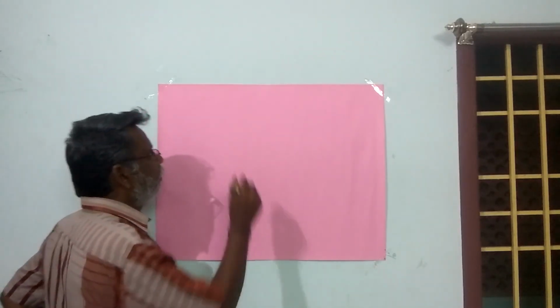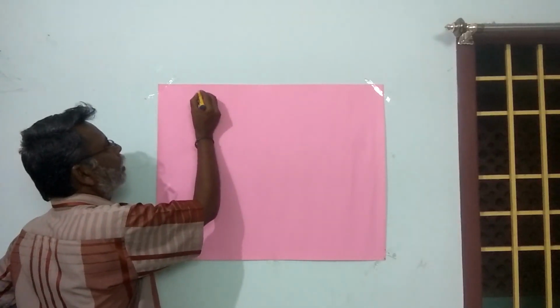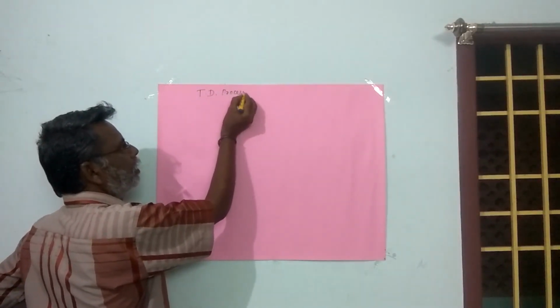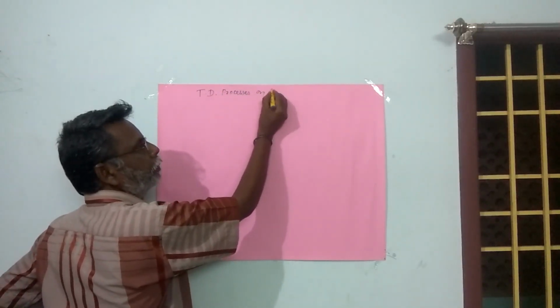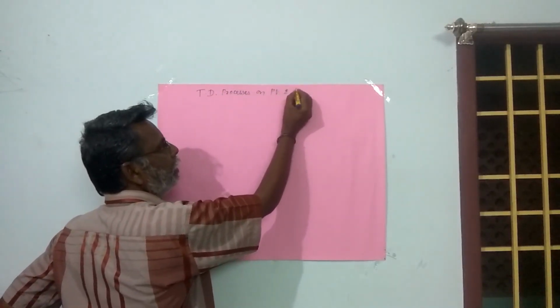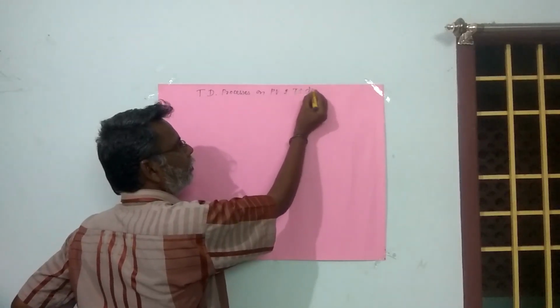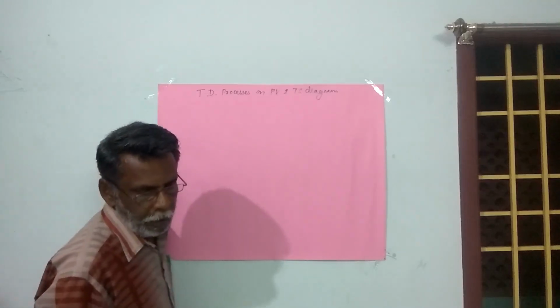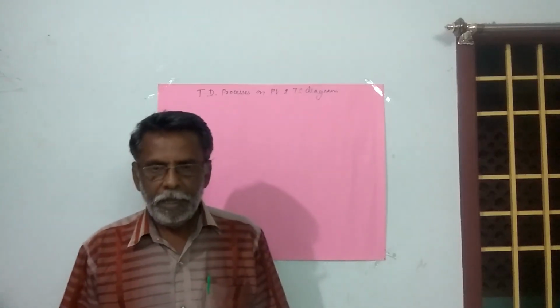So now let us go to this lecture. In this session, I have already told you that we are going to see how to represent the various thermodynamic processes on PV and TS diagrams. PV is the pressure-volume diagram and TS is the temperature-entropy diagram.